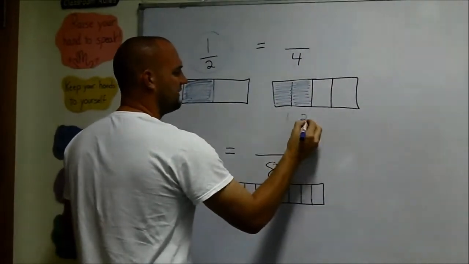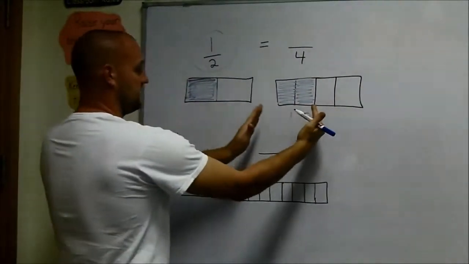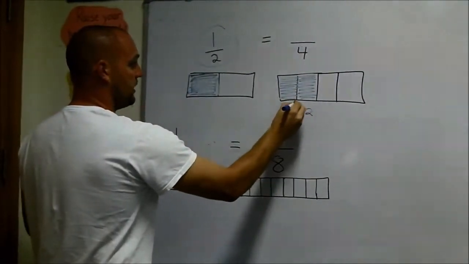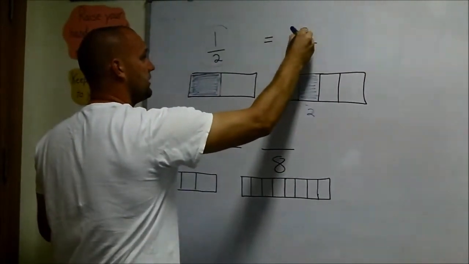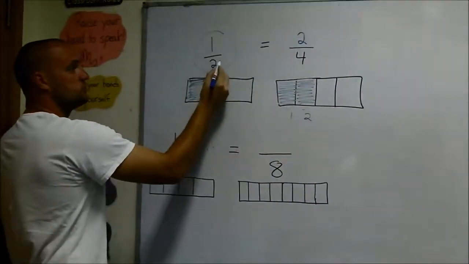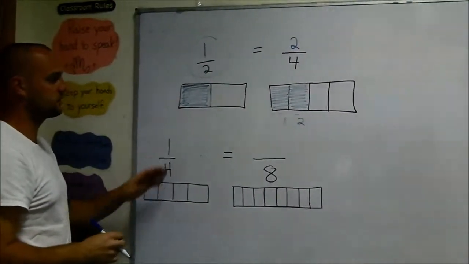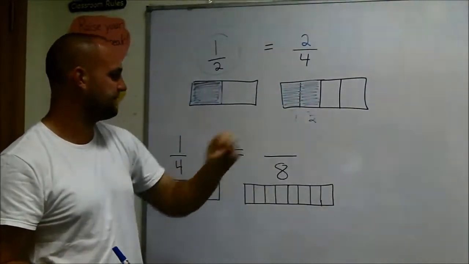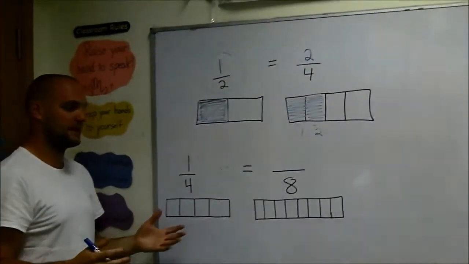And look at that. I have 2 pieces that are colored in, and now I have half of it on each side. So that is 1, 2. So my numerator would be 2 over 4. 2 over 4 is equal to 1/2. That is correct. Okay? So these are equal parts. This is half of it. This is half of it. Alright? Let's do the same thing down here.